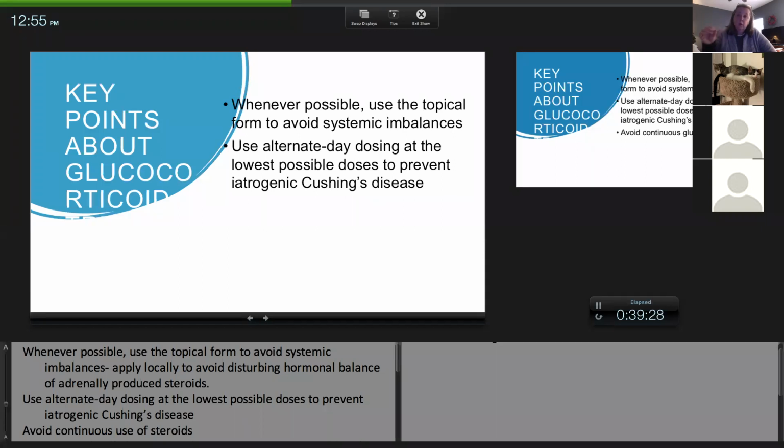Because if you do cold turkey, if an owner just says, forget it, I'm going to stop steroids, then the adrenal cortex has to respond to stress. And if this gland has not been doing anything and all of a sudden you say, okay, it's all you now. So that is very important.